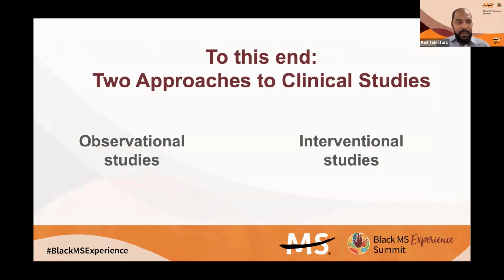And so to this end, a better understanding and treating and resolving this clinical problem of MS, we have two approaches, two broad categories of clinical studies. So we have observational studies and we have interventional studies. And so I'll divide my remarks by talking about each of these individually. So we'll first begin by discussing observational studies.